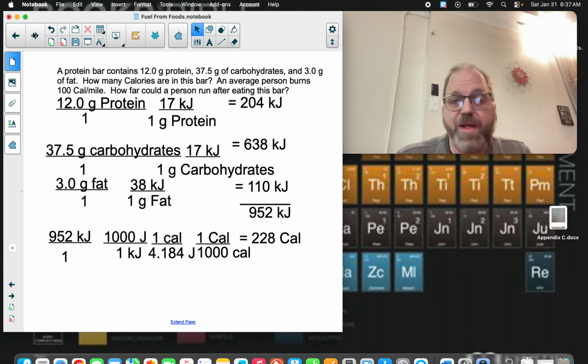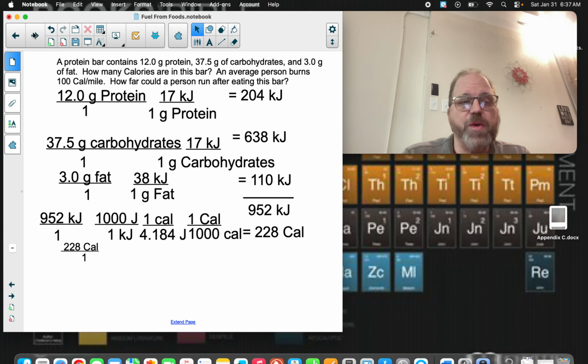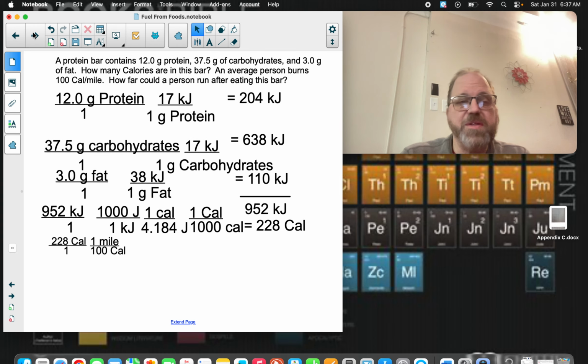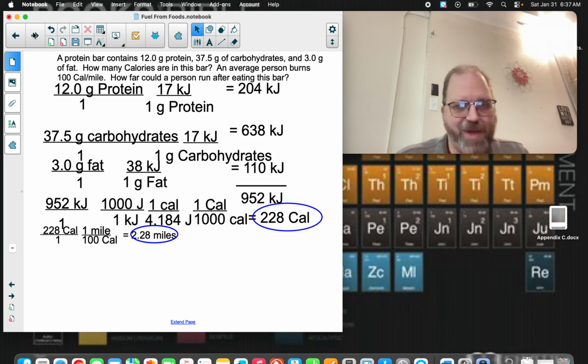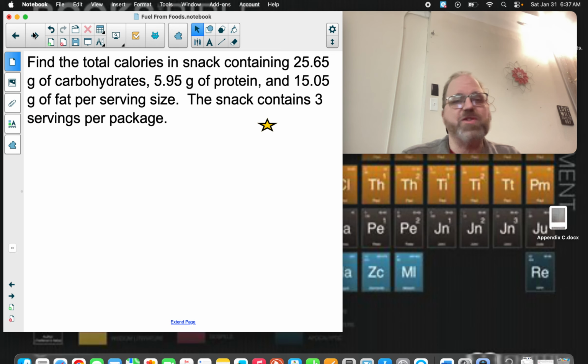we get 228 calories. Now, for the problem, it says 100 calories is a mile, so that means we're able to go 2.28 miles on the energy from that bar. Those are our answers, okay? Hopefully that's not too bad. Let's try another one.